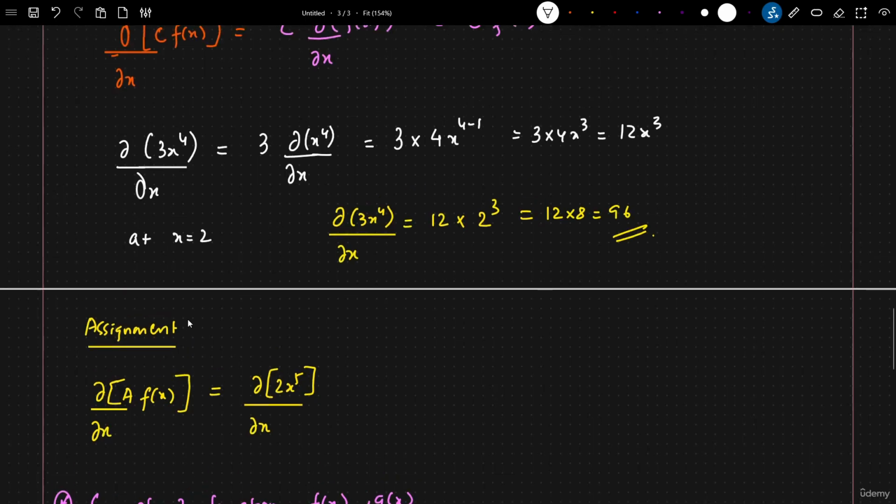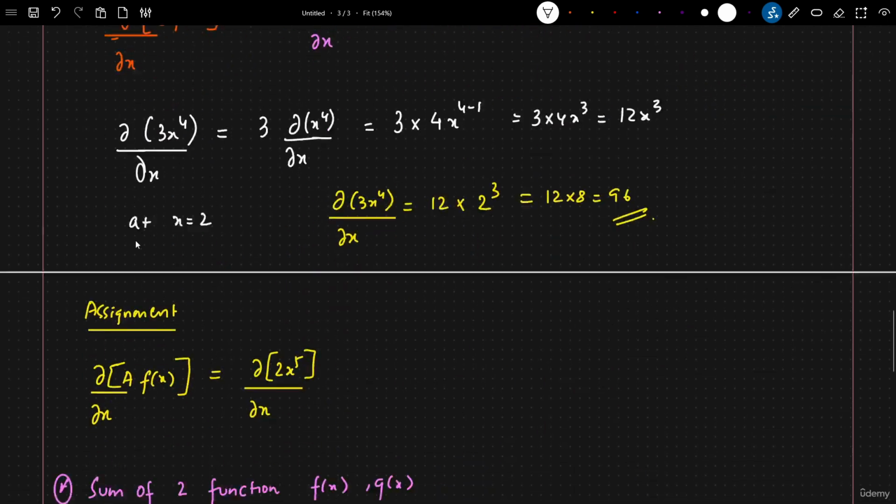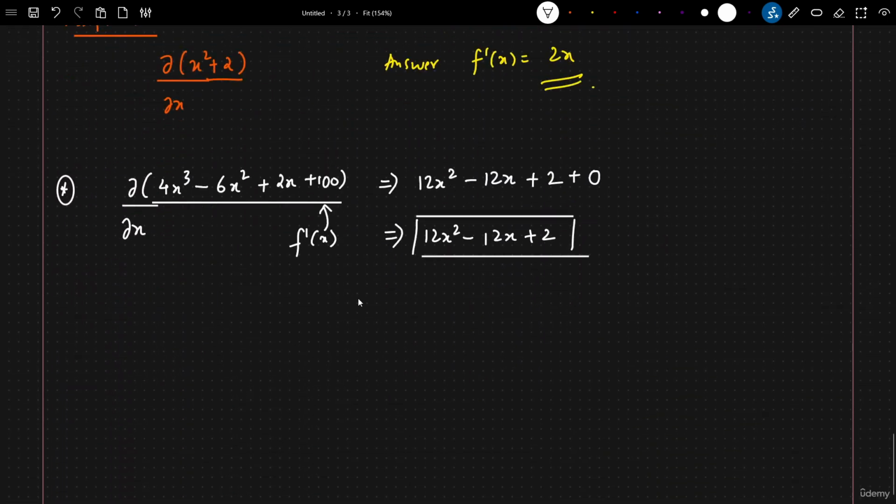So here I've just shown you the entire idea with respect to derivative rules: if you have a constant, or other variables, and how you can specifically find it out.